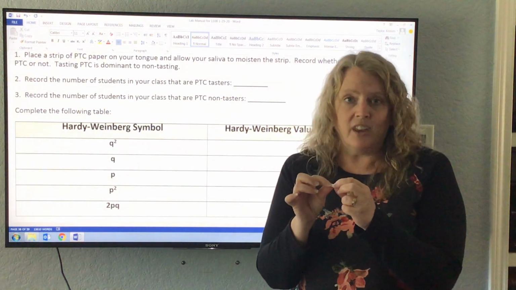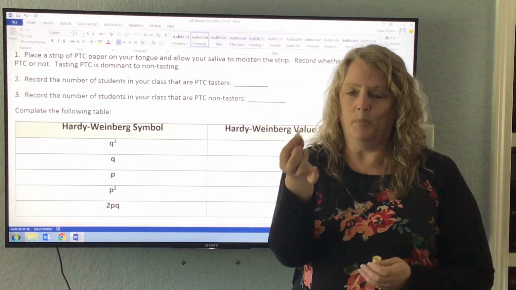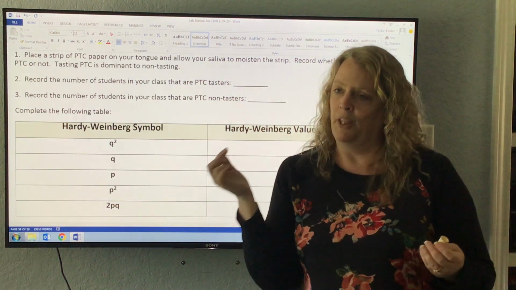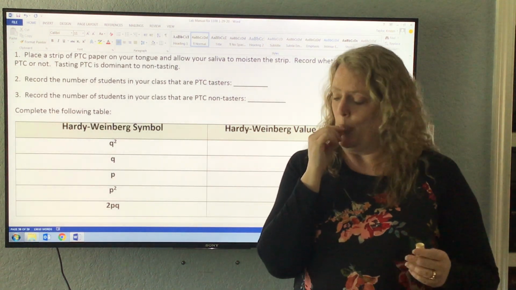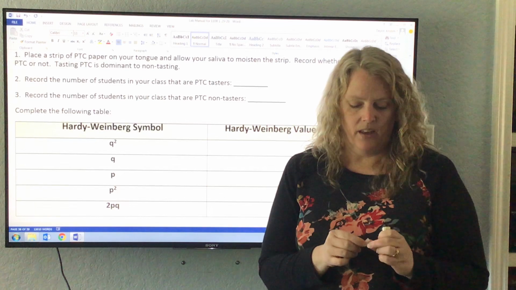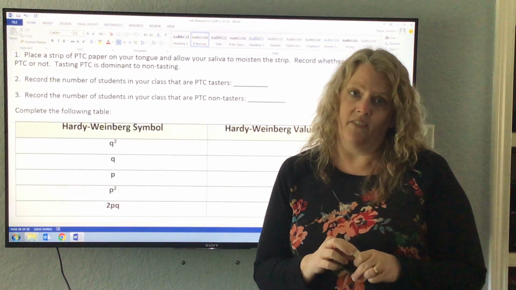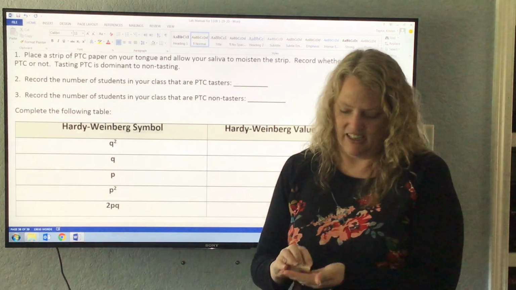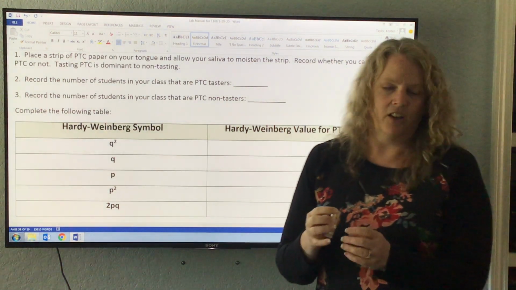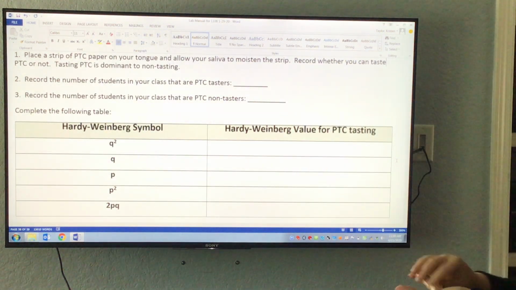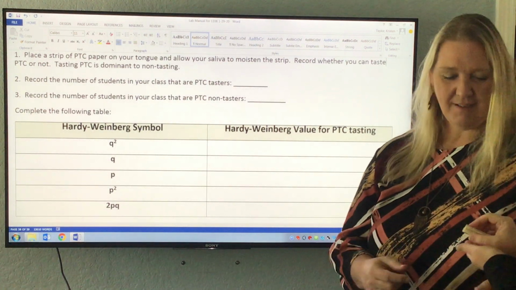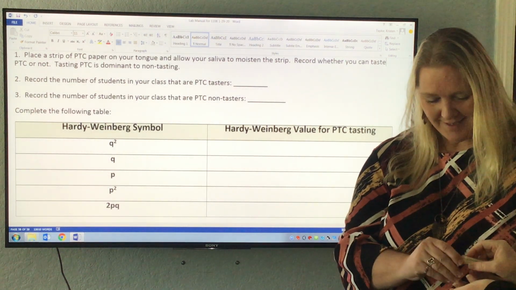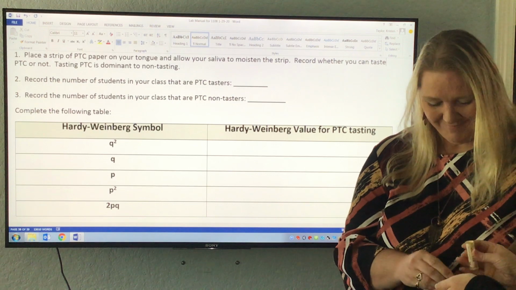So I'm going to demonstrate this, and I'm going to take this strip of paper and put it on my tongue. I can't taste it. Okay, I can't taste it. But Professor Nelson's willing to volunteer. So she's coming up here. She said she would taste the paper. So she's going to stand here so you can see her face. And let's see if she is a taster or not.